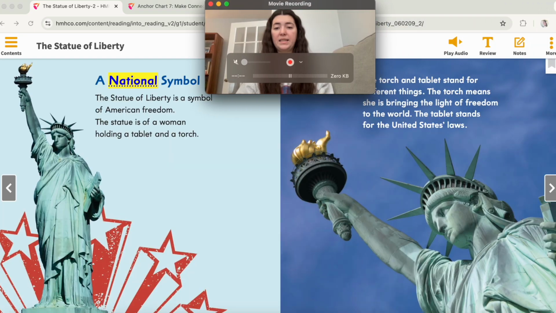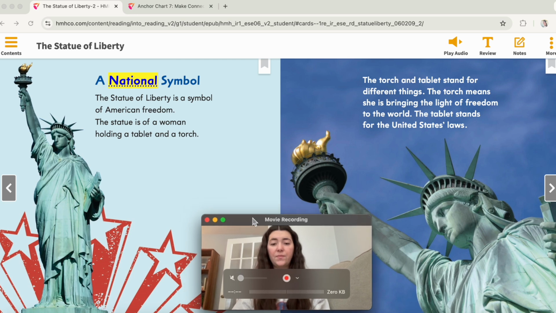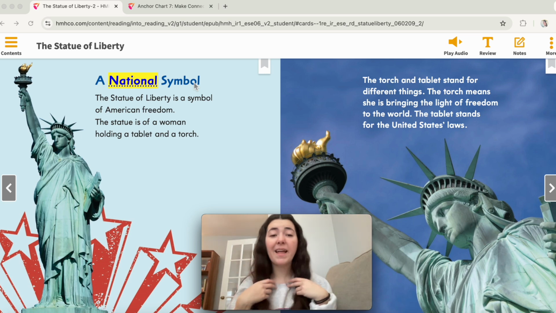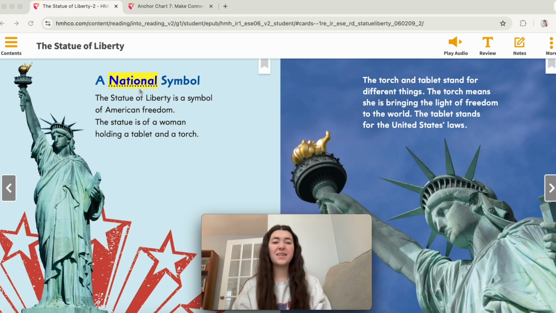I'm going to move myself down here. Alrighty. So this says a national symbol. So we've been talking a lot about national symbols. We already knew this. The Statue of Liberty is a symbol of American freedom. The statue is of a woman holding a tablet and a torch. The torch and tablet stand for different things. The torch means she is bringing the light of freedom to the world. The tablet stands for the United States laws.